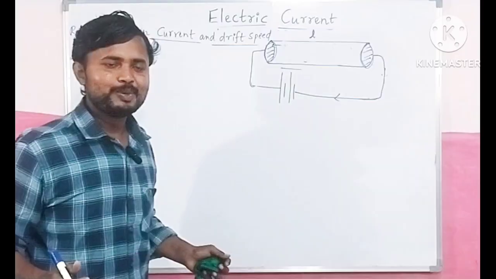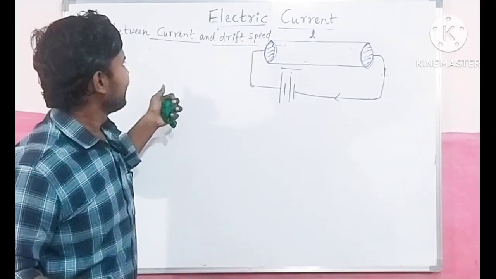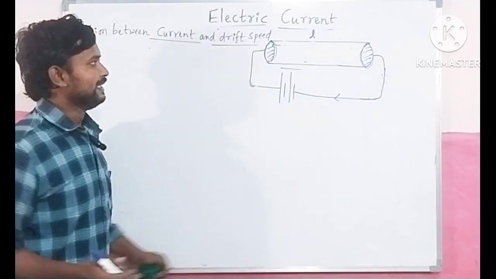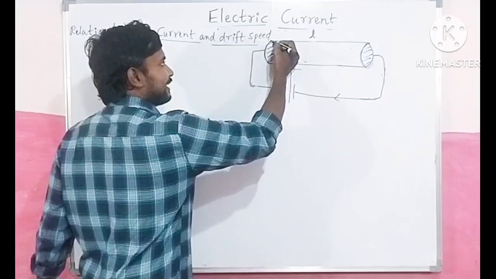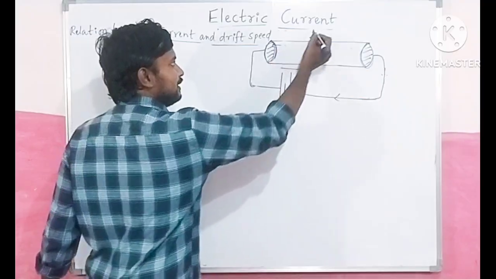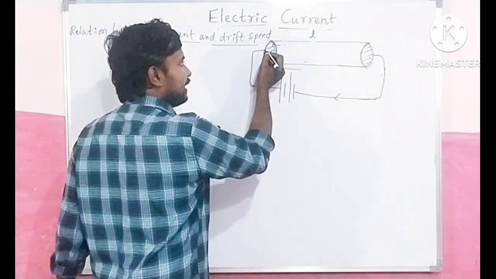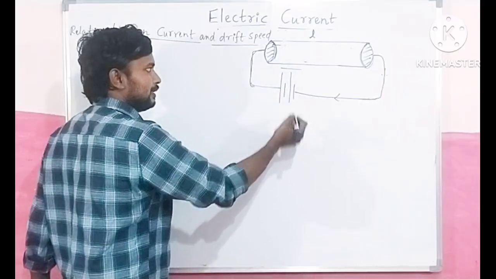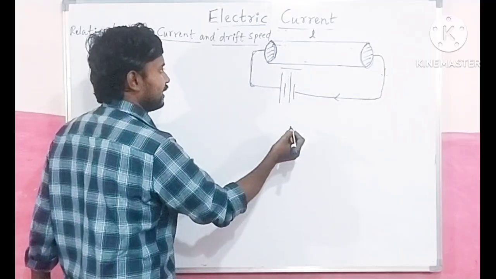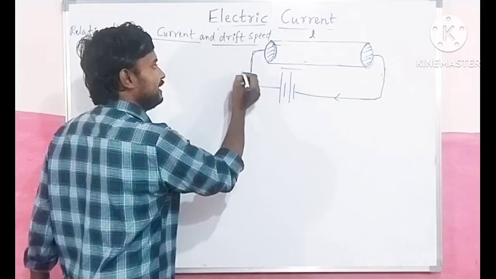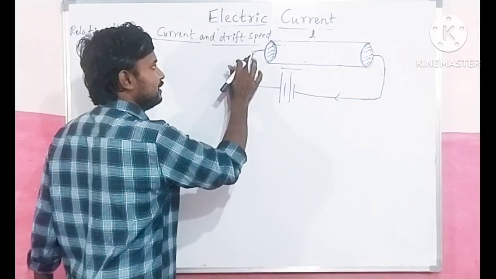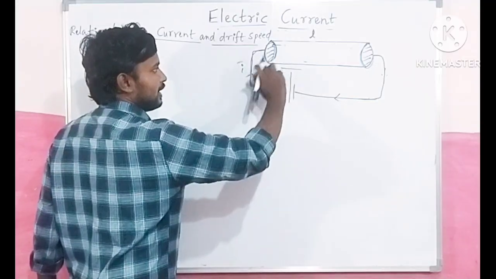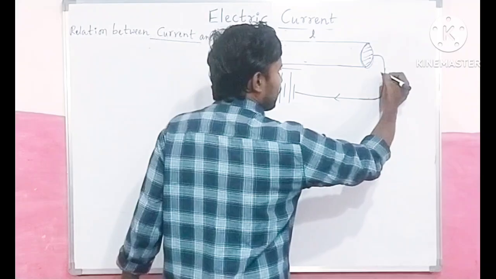Today I will explain the relationship between current and drift speed. Here I have taken a conductor of length L. I connect this conductor to an external battery. When I connect the conductor to an external battery, current flows in this direction. I is the current flowing from higher potential to lower potential.